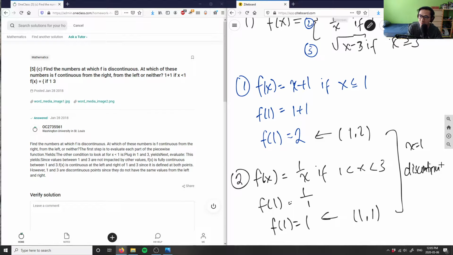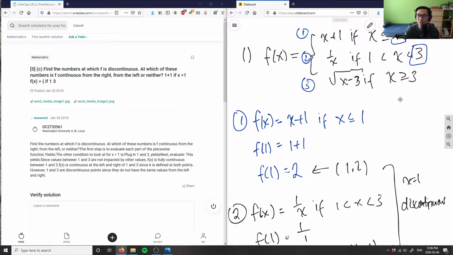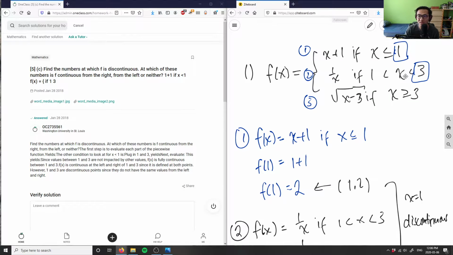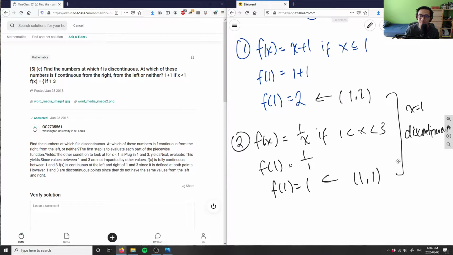If it was continuous, both of these points would be the same point, so they would connect evenly, but in this case, it's a discontinuous function. So finally, we checked for f of 1. Now we have to check for f at 3 here. So we're going to use basically equations 2 and 3 to figure out if it is a continuous point.